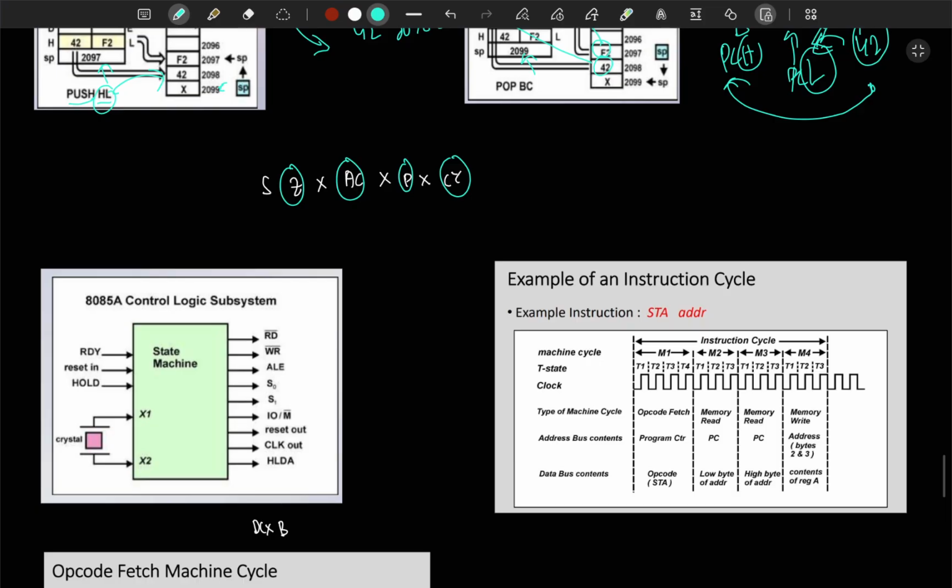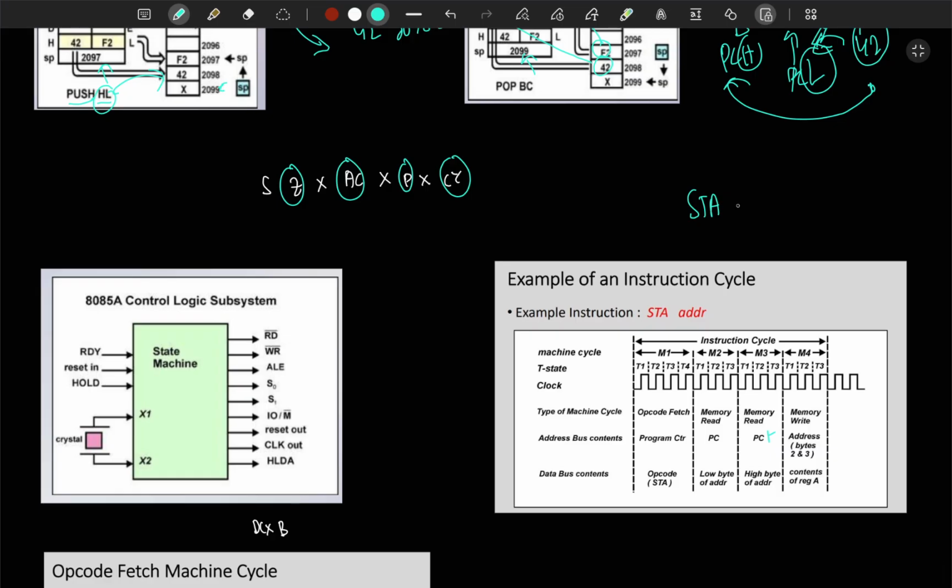Okay, and then we have the instruction cycle. Instruction cycle means this is one instruction cycle. Maybe if your program has MOV B, STA 16H, MOV C, so this program has 3 instruction cycles. An instruction cycle has 4 machine cycles, meaning that it has opcode fetch, read low, read high, and write. So STA means store accumulator into something.